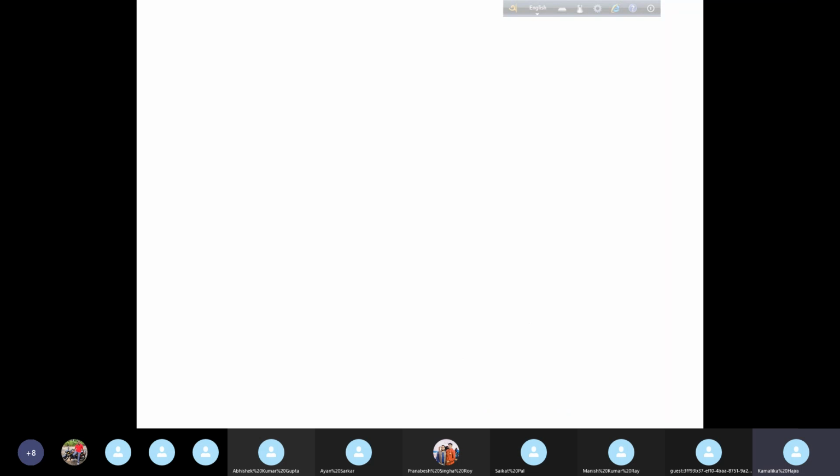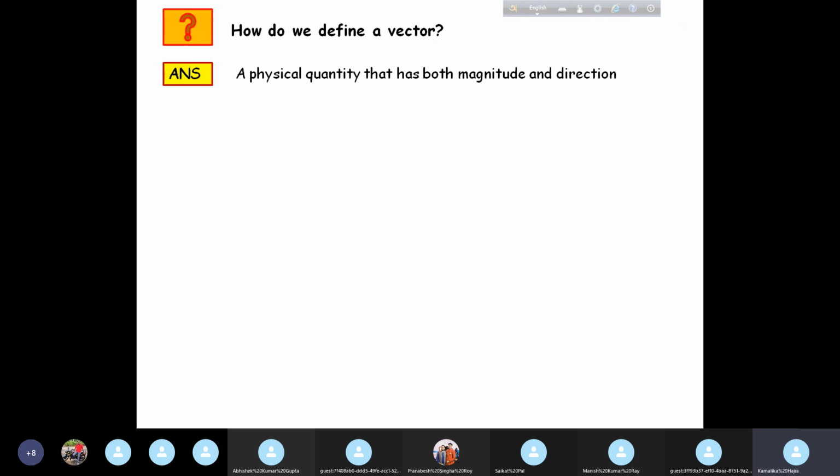Since we have already started recording, I'll ask someone to unmute. First, the question: how do we define a vector? Can someone tell me how a vector is defined? A vector is something which has both magnitude and direction. So a physical quantity that has both magnitude and direction is called a vector.